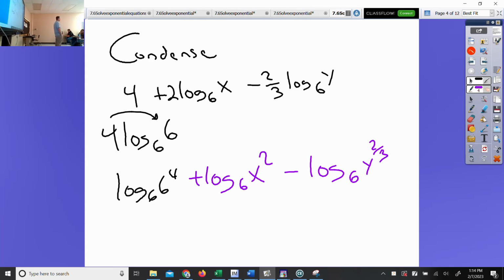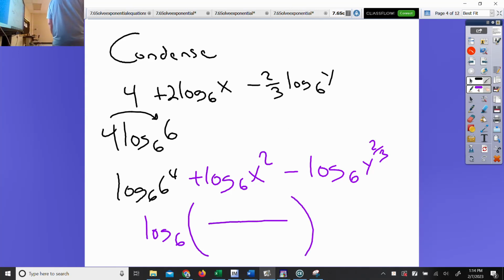How did you guys get that log base 6 of 6? That's a 1. That's where it is. When you do your condensing, what two pieces are up top? 6 to the 4th. What else? x squared. What's in the bottom? y to the 2/3. Now, I can put money on a standardized test, they probably wouldn't ask me what 6 to the 4th was.